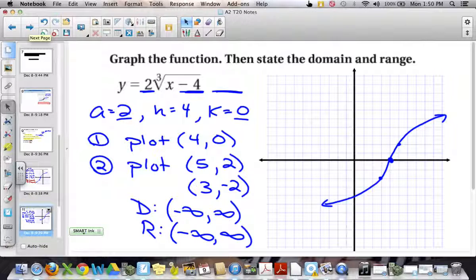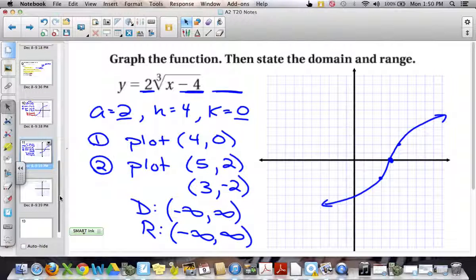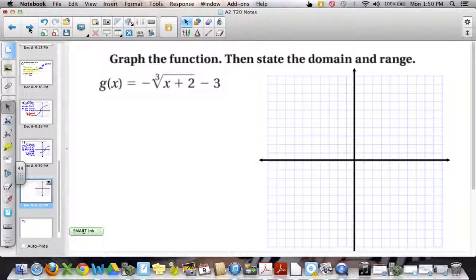All right, one more example. Again, why don't you pause the video and take a try at this one. See what you come up with for the graph, and then unpause and I'll show you how to do it.